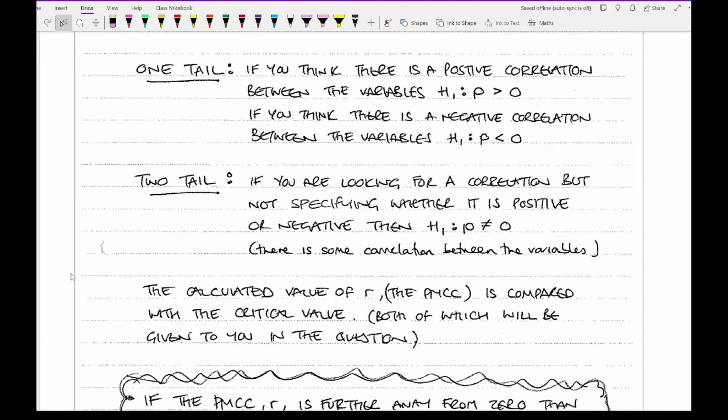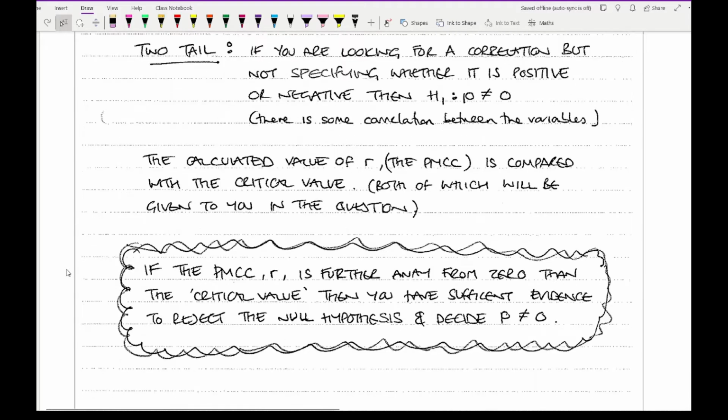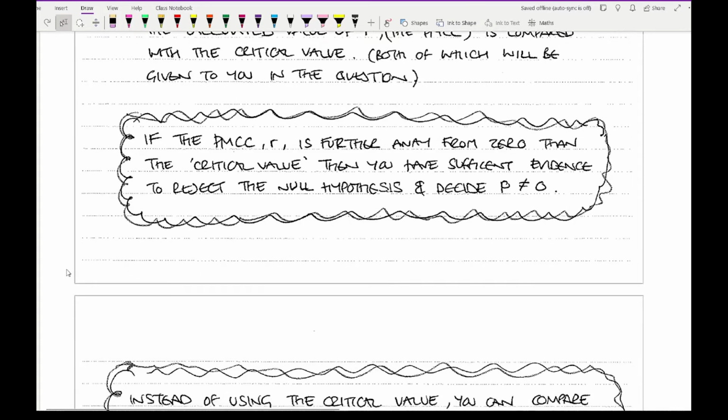However, for this particular course, you're not going to need to know how it's calculated or anything to do with that. It's just a case of analysing it. Now if the PMCC, which is the correlation or R value, is further away from 0 than the critical value, then you have sufficient evidence to reject the null hypothesis and decide that rho is not equal to 0.